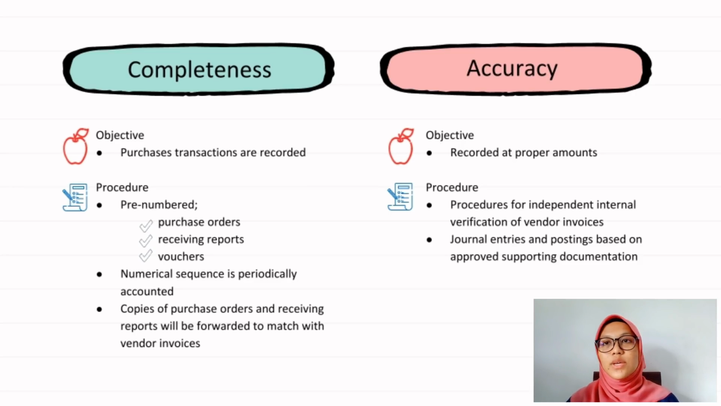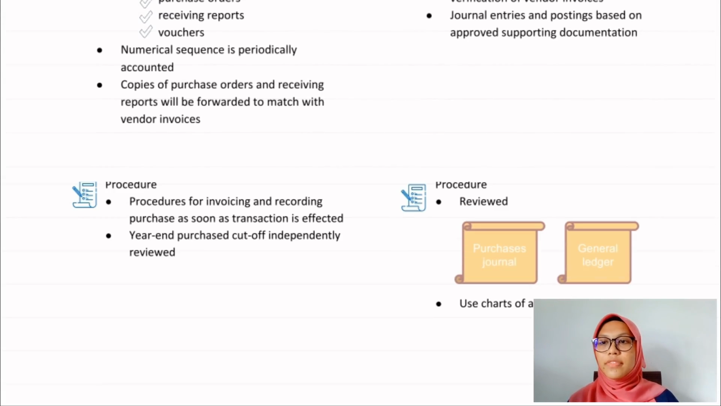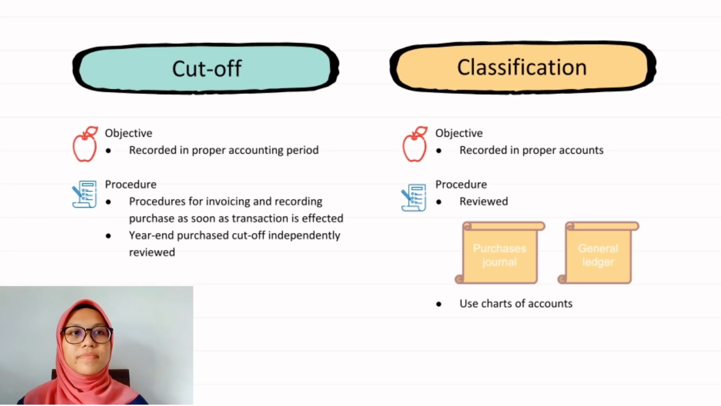The amount should be accurate as the transactions will be recorded in journal entries. Then, journal entries and posting should be based on approved supporting documentation.